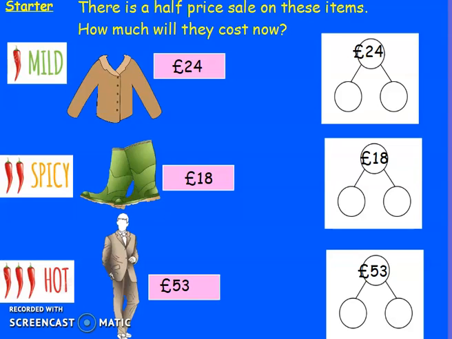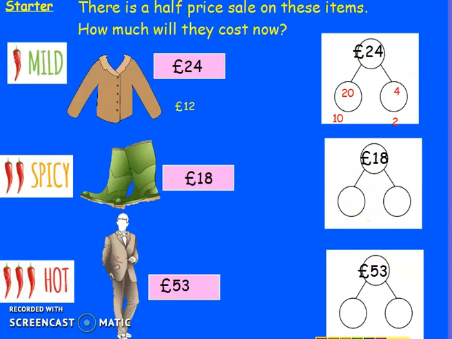Welcome back, Year 4. Have you had a go at partitioning these numbers and finding the new price sale? Let's go through it together. You can tick them off as we go. So you should have partitioned 24 into 20 and 4. That made it easier to halve the numbers. Half of 20 is 10. Half of 4 is 2. 2 add 10 is 12. So the price of the jacket was £12. Half of 24 is 12.